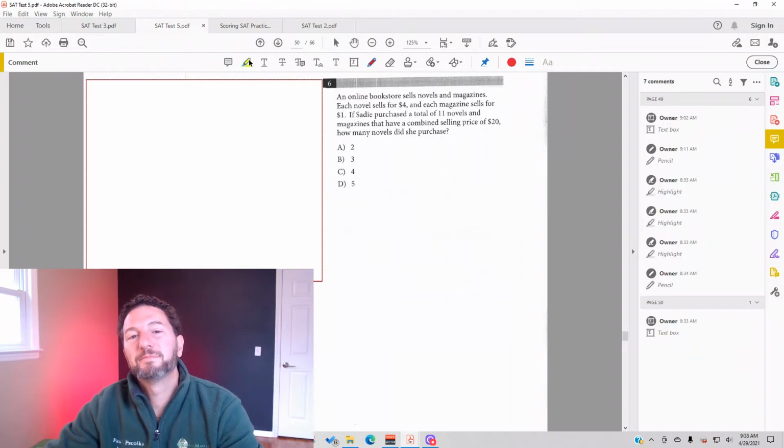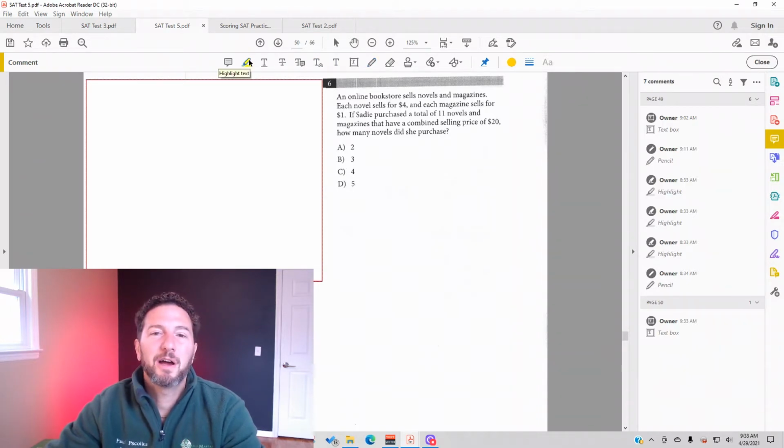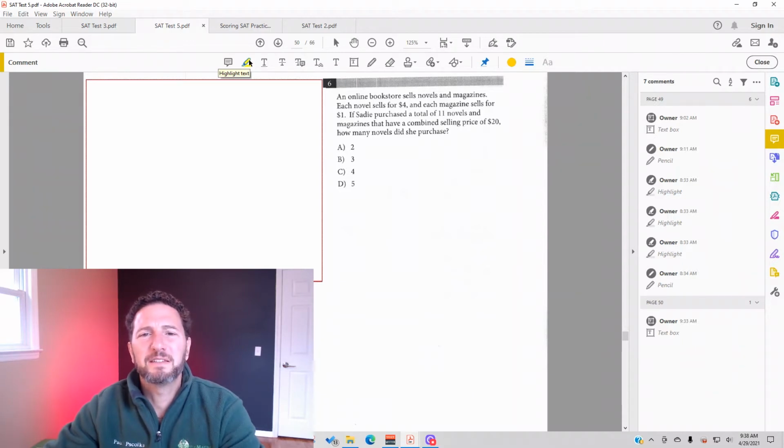You like novels. You like magazines. Your mom's like, here's 20 bucks. Go out and get yourself 11 novels and magazines. And you're like, well, I want to maximize how many periodicals, how many novels, how many magazines I could get. So, how are you going to do that? Well, you need some Algebra 2. You got to know how to do a system of equations, and you got to be able to translate a word problem into a system of equations, unless you use your answer choices.